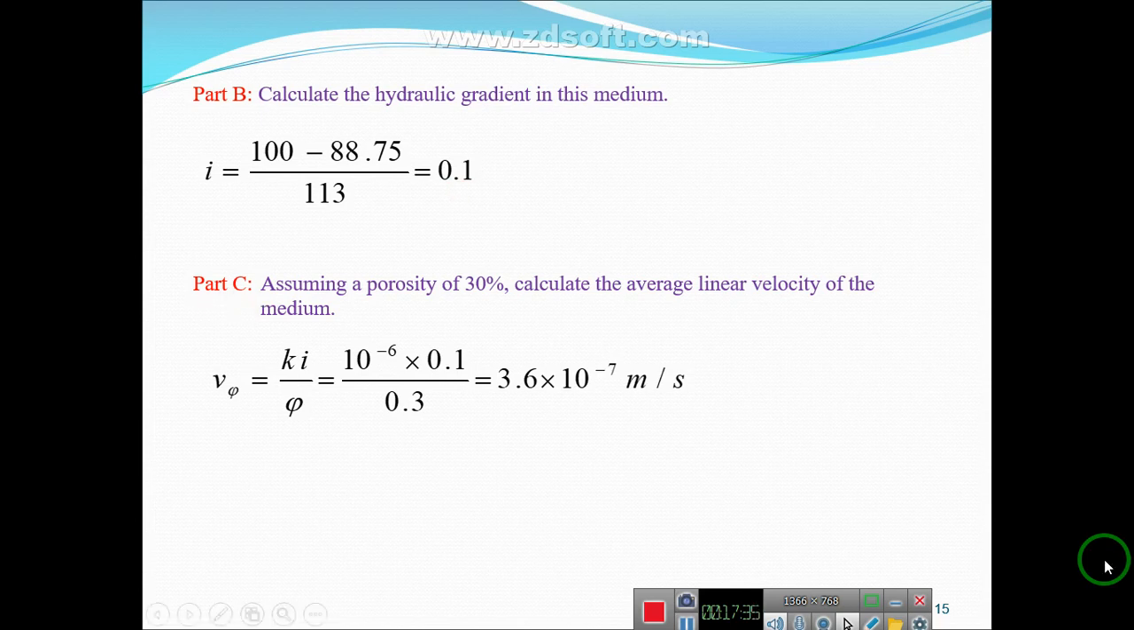In part C, we consider a porosity of 30%. The average linear velocity can be calculated using this equation. Hydraulic conductivity times hydraulic gradient over porosity. The calculated value will be 3.6 times 10 to the power of negative 7 meter per second.